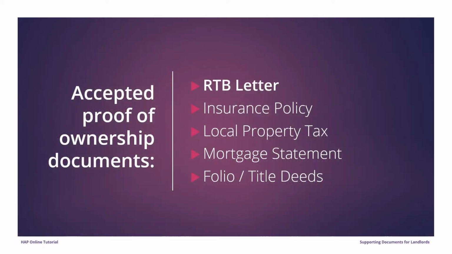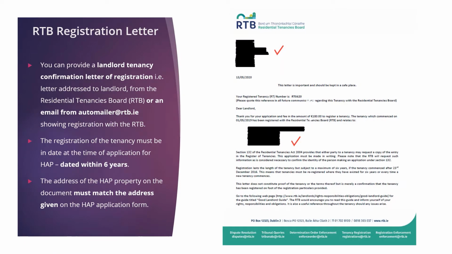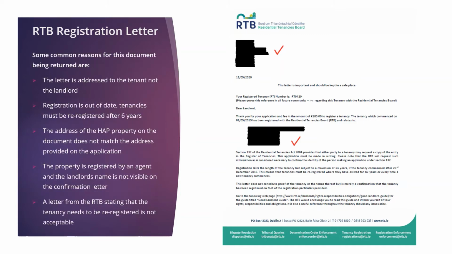RTPB letter. The RTPB letter is the letter that is emailed or posted to the landlord confirming that the property has been registered with the Residential Tenancies Board. It will be addressed to the landlord and confirm the address of the rental property. All landlords are legally required to register with the RTPB under the Residential Tenancies Act 2004.